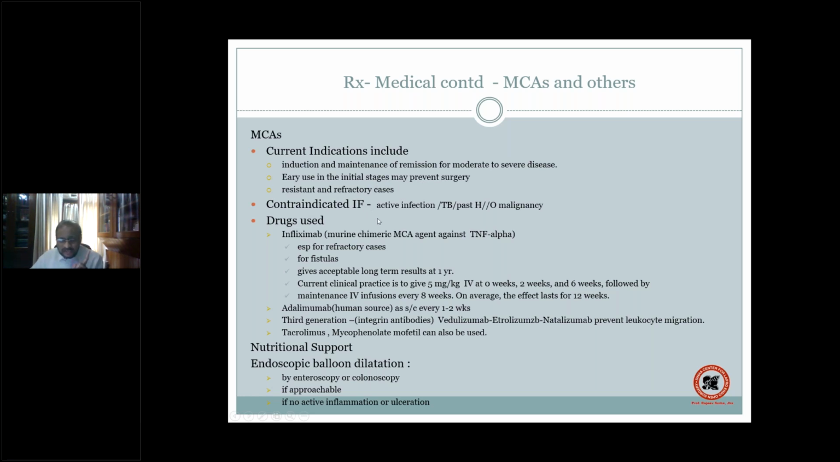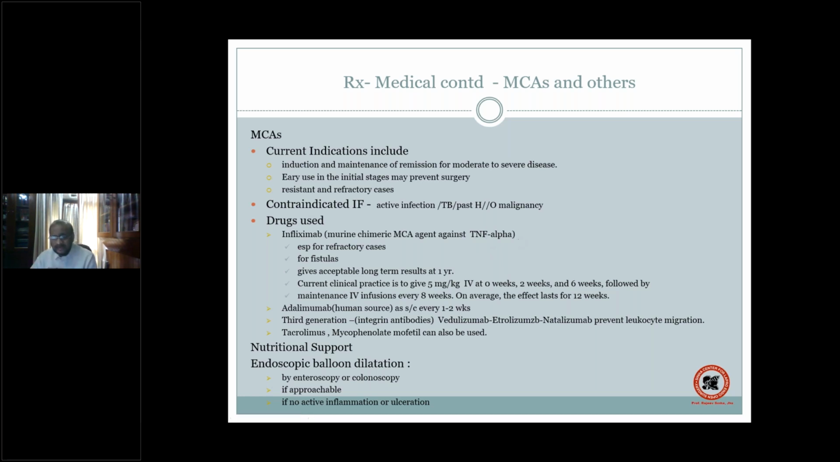It is contraindicated. MCA should not be given in those patients where there's active infection inside the abdomen, or the patient has tuberculosis, or the patient has a past history of malignancy. In these scenarios, do not use an MCA. And what are the MCA drugs used? The most common and the hallmark was infliximab, which is a murine chimeric MCA against tumor necrosis factor alpha. Remember, all the MCAs which are used are nothing but tumor necrosis factor alpha antibodies.